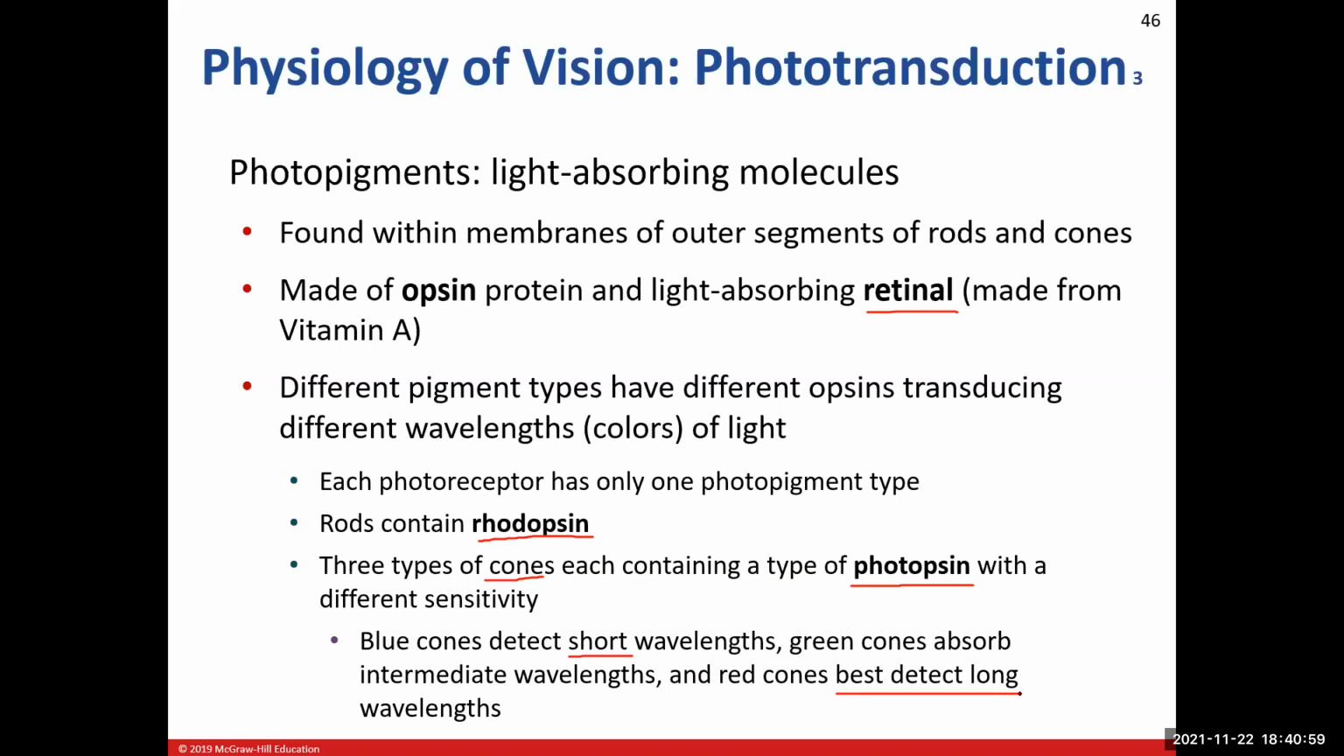Okay, so rods have rhodopsin and cones have photopsin, but there are 3 different types of photopsin. Blue cones have one specific type of photopsin, green cones have another, and red cones have another one. Keep in mind, that's what these structures are going to be able to do. They're going to transduce the type of color based on the wavelength of that light.